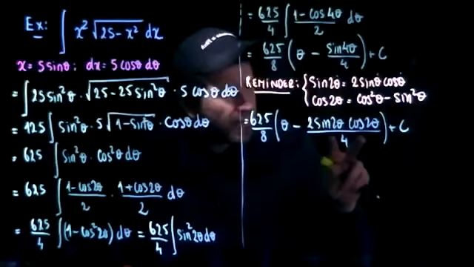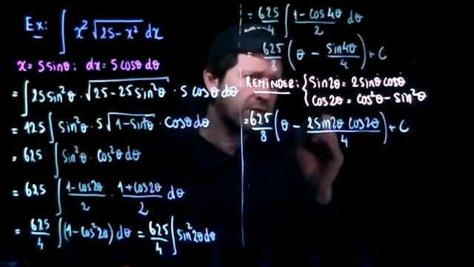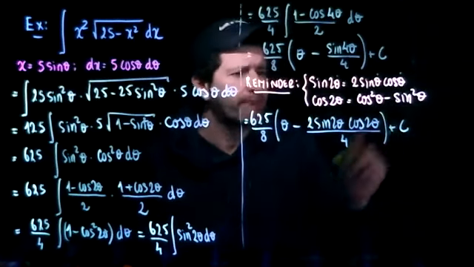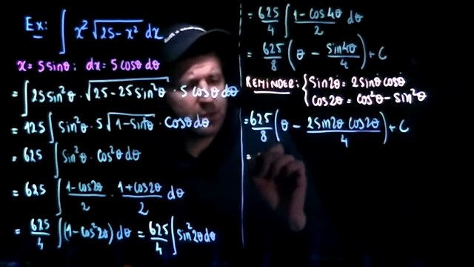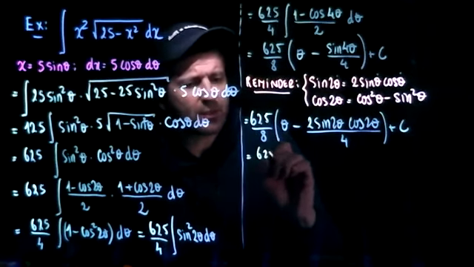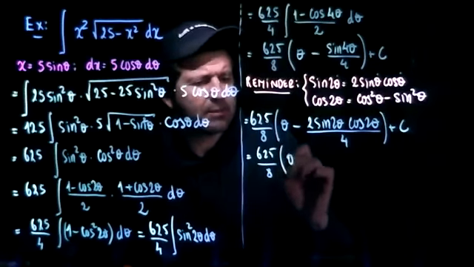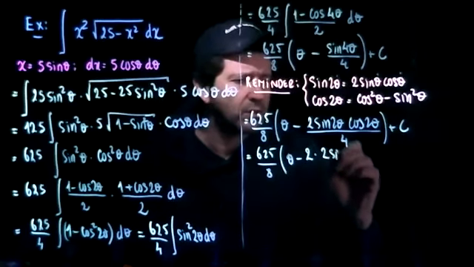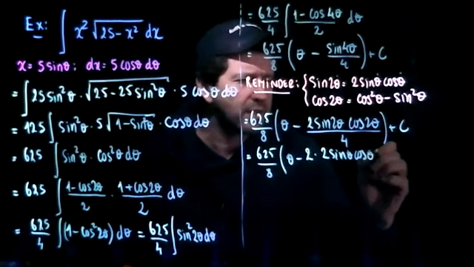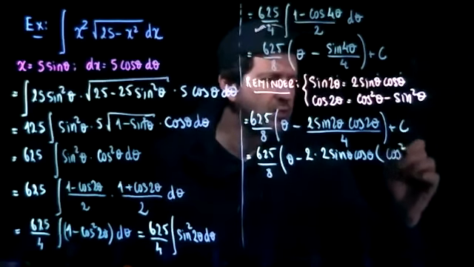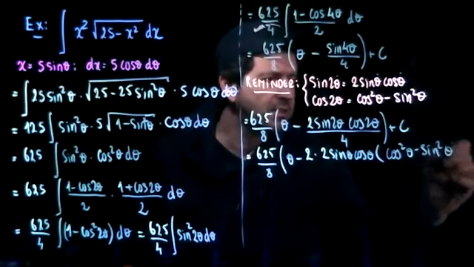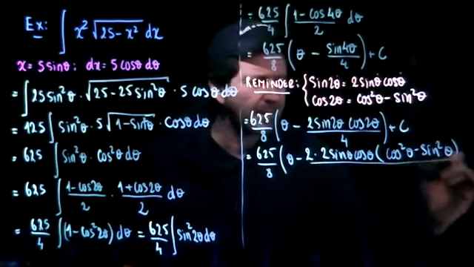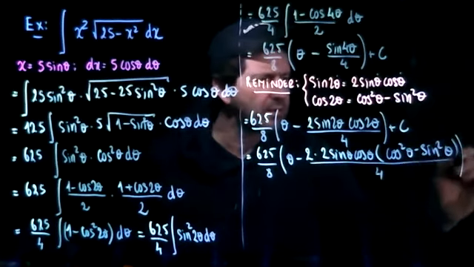Once we got this step, then I could use sine 2 theta, I replace by this, and cos 2 theta I replace by cos squared minus sine squared. So let's fix this here. So it's equal to 625 over 8 times theta minus, so 2 times, so sine 2 theta is 2 sine theta cos theta, times cos 2 theta is cos squared theta minus sine squared theta, and all this over 4, and all this plus C.